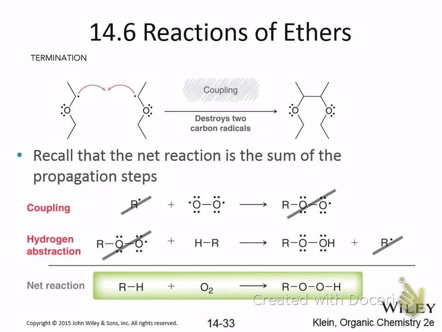All right. The termination step, by the way, for the reaction looks something like this. It's a coupling reaction. Again, pretty straightforward kind of radical reaction stuff.